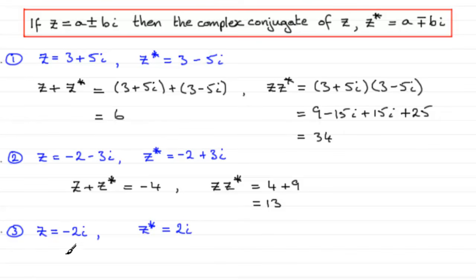And for this one, z plus z star, well, that's simply 0. And when it comes to multiplying them, z multiplied by z star, the complex conjugate of z, gives us simply 4. Alright? Now in my next tutorial I'll show you how we can use the complex conjugate to do division.